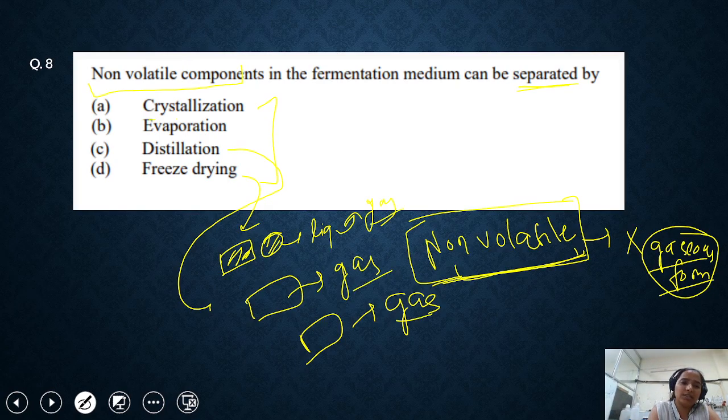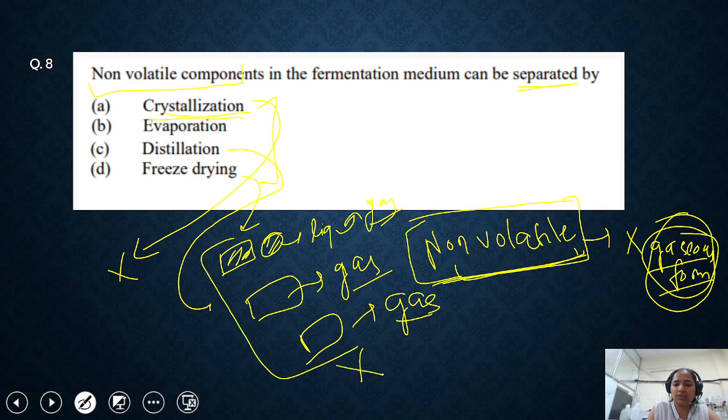In crystallization, gaseous form is not required. Because this is not converted into gaseous form, these three techniques can't be used for this separation. So we will use the crystallization method, because in this that conversion is not required.